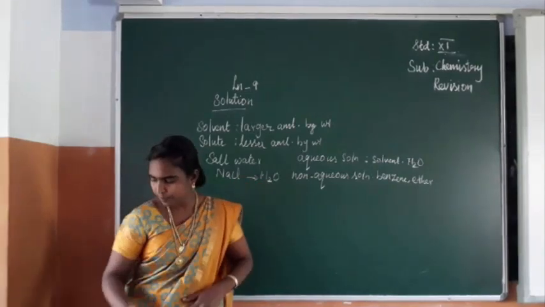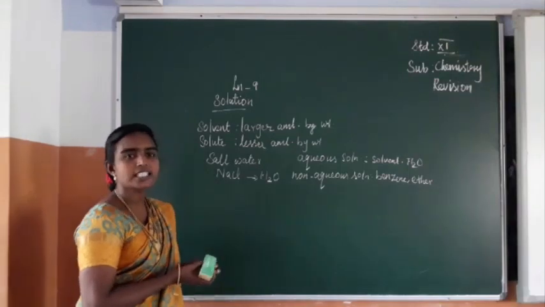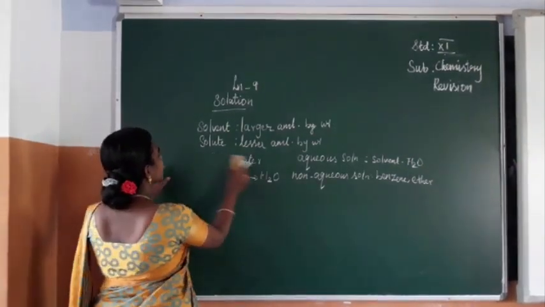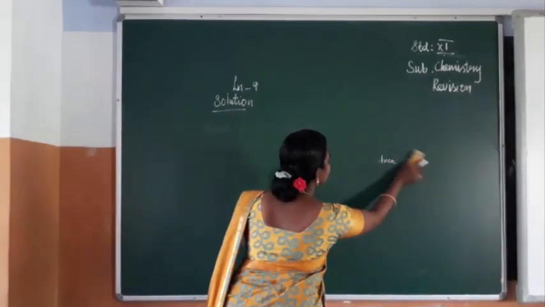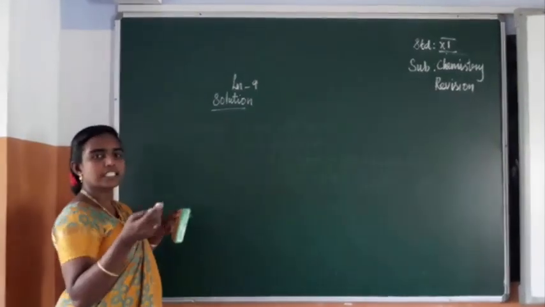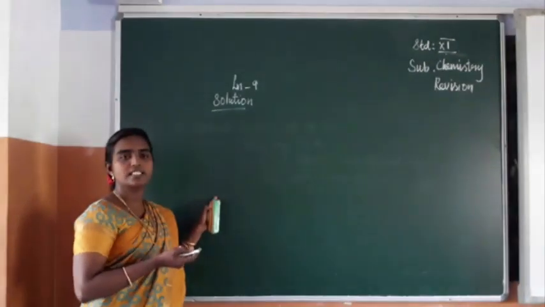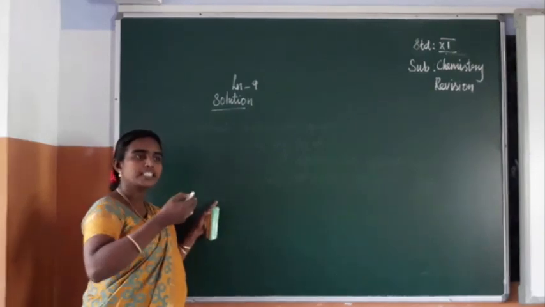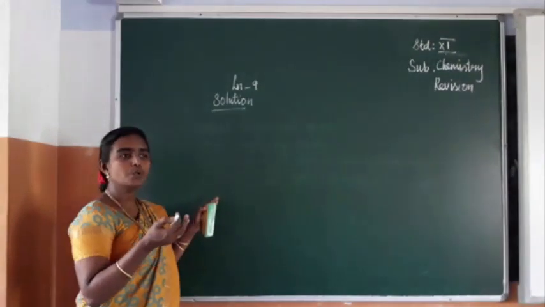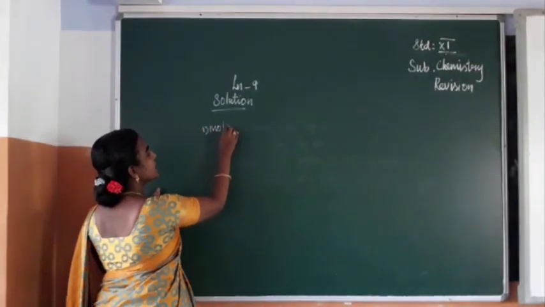Next, we can see the terms used to express the concentration of a solution: molality, normality, formality, parts per million, mass percentage. Like this, many terms are there to express the concentration of a particular solution. The first important term is molality.